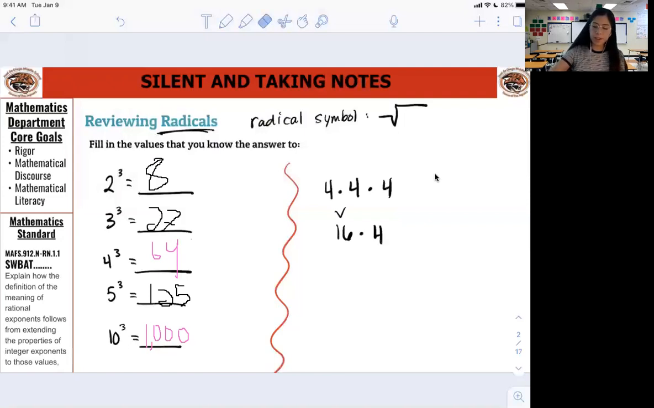Okay. Oh, wait. I actually thought 2 to the power of 3 was 9. It's 2 times 2, which is 4, and then times 2 is 8. Yeah, so be very careful. Remember, it's all about repeating multiplication.